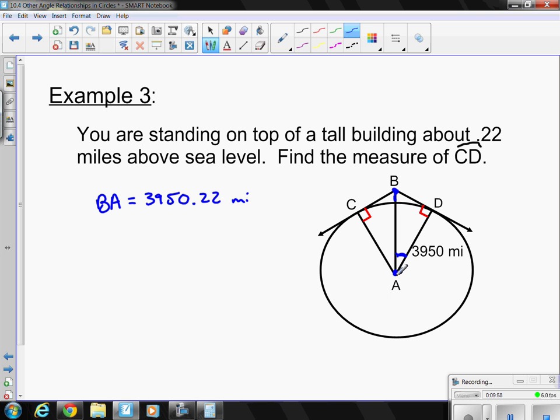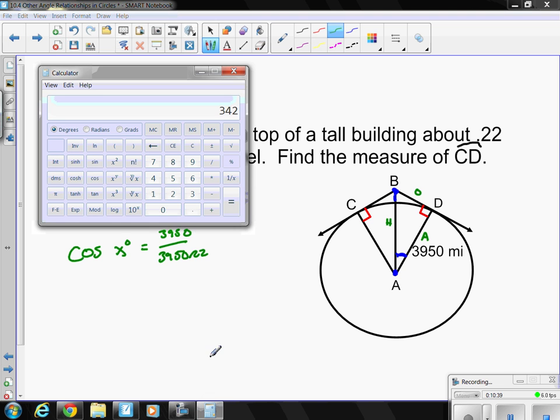Okay, this is the center of the Earth, and this is the radius approximately of the Earth. So I'm going to label my sides. Here's my reference angle: opposite, adjacent, and hypotenuse. I know my hypotenuse and adjacent side, so I'm going to use the cosine of my unknown angle equals adjacent 3,950 over hypotenuse 3,950.22.